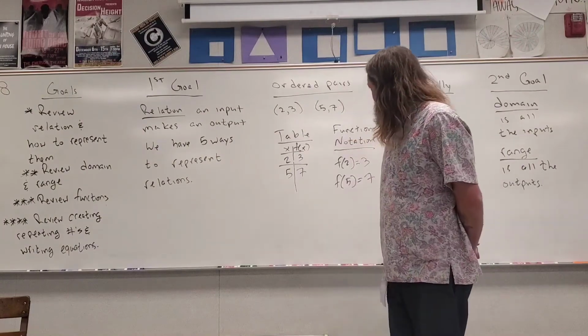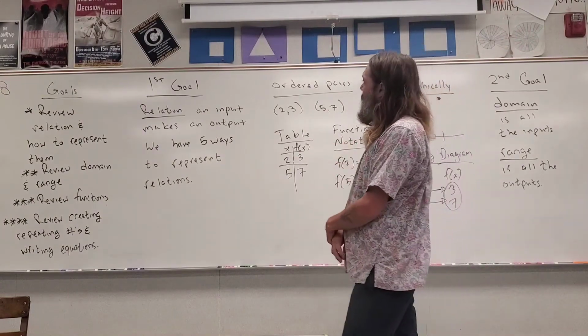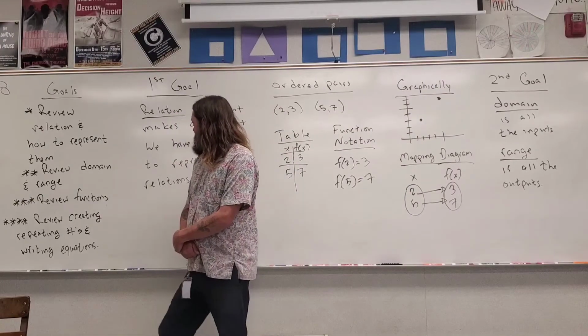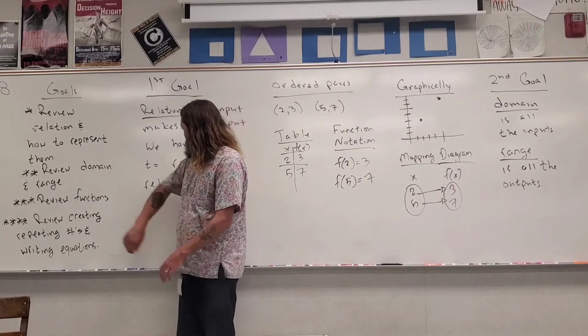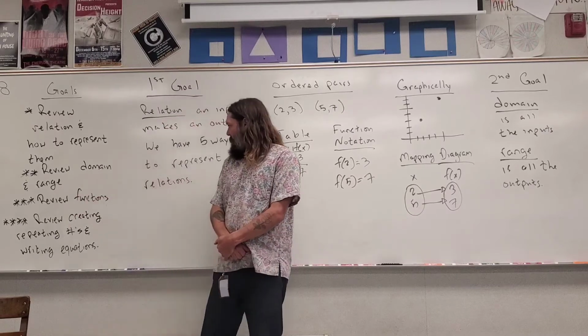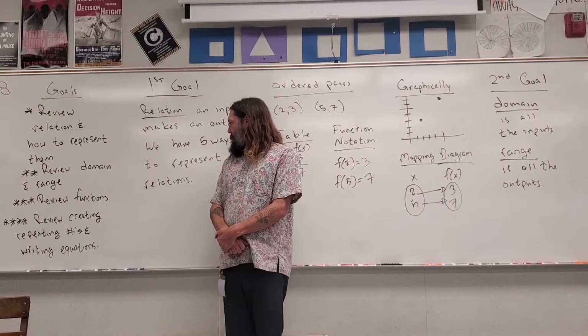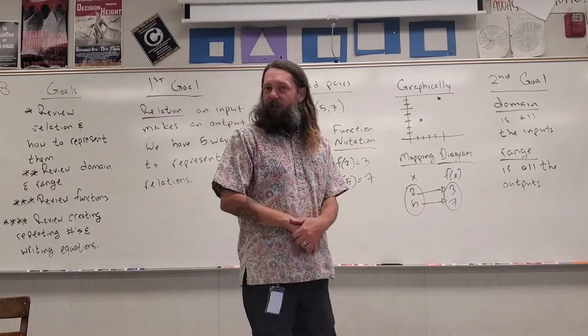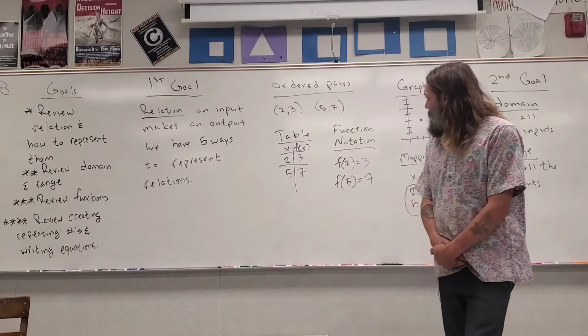We have 4 goals today, just to review everything we've discussed. Our first goal is to review a relation and how to represent them. Our second goal is to review domain and range. Our third goal is to review functions. And our fourth goal is to review creating repeating numbers and writing equations. Okay, so we have 4 goals. Let's go ahead and jump right into our first goal.